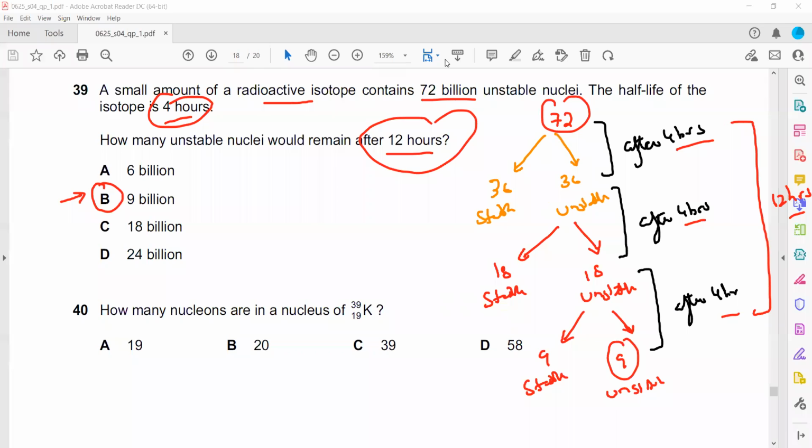Then the next question, how many nucleons are there in a nucleus of potassium? This is the nucleon number. Nucleon number means the sum of neutrons and protons. So that nucleon number is 39. So C is the right answer.